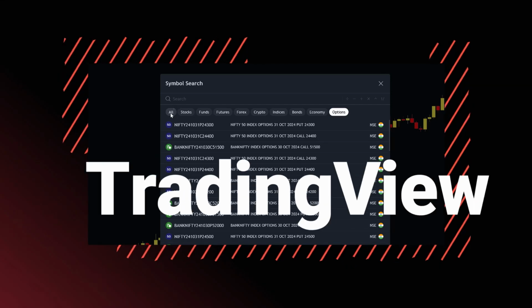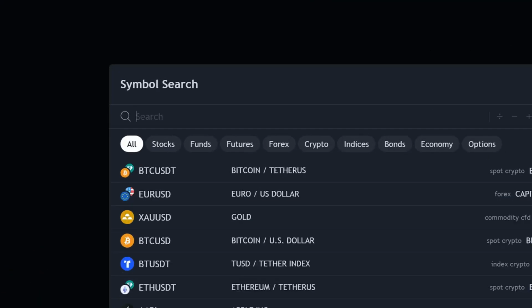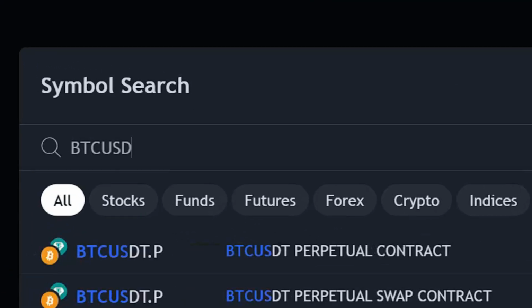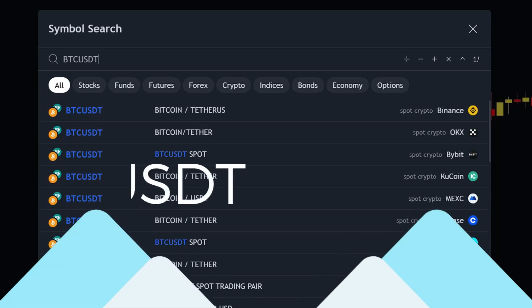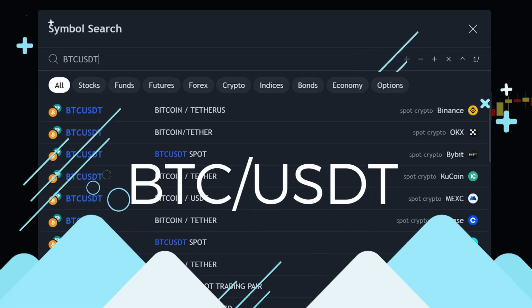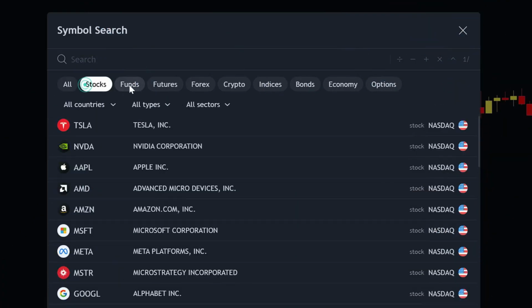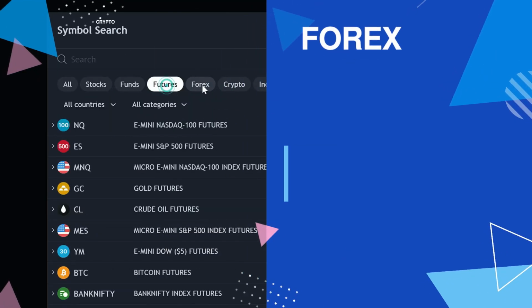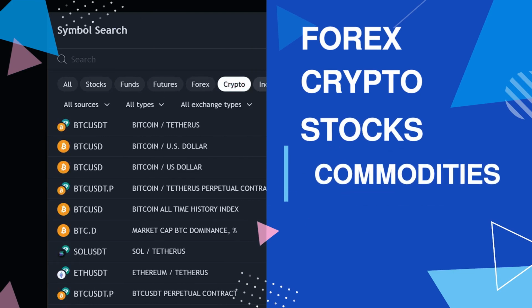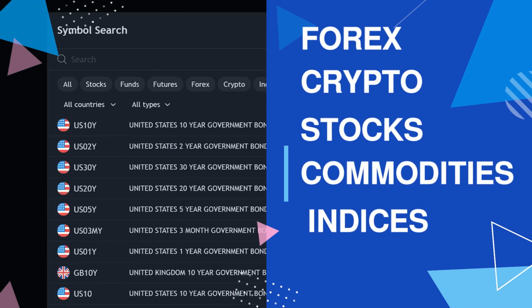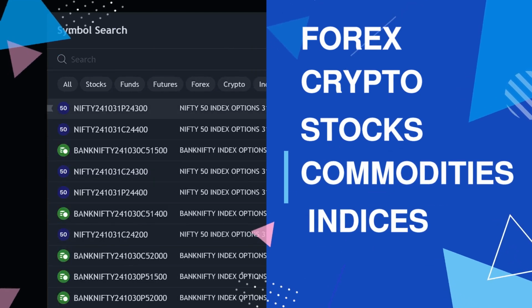To start, fire up TradingView and pick a trading pair. Let's say Bitcoin USDT as an example. But you have the freedom to choose any pair you prefer, such as Forex, crypto, stocks, commodities, or indices. The choices are endless, so go with whatever suits your preferences.